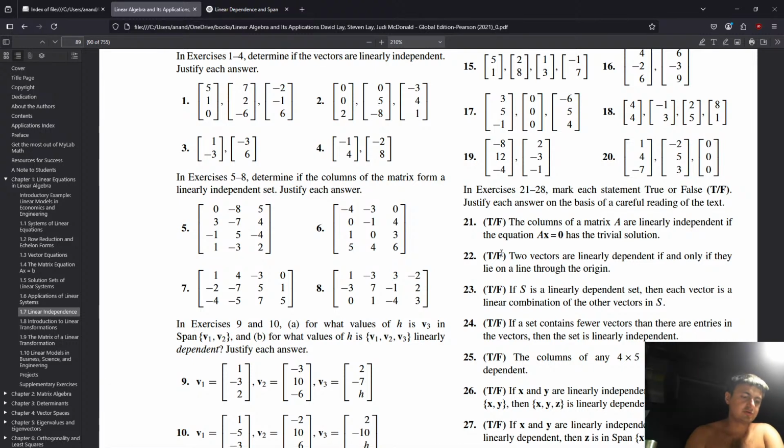Okay, so let's do the true-false questions. The columns of a matrix A are linearly dependent if the equation Ax equals 0. I'm going to say false because it should be only if. The way that this is written is that if it has the trivial solution at all, then they're independent. But that's not the case, because no matter what, they're going to have the trivial solution. So that's false. Two vectors are linearly dependent if and only if they lie on a line through the origin. That is true.